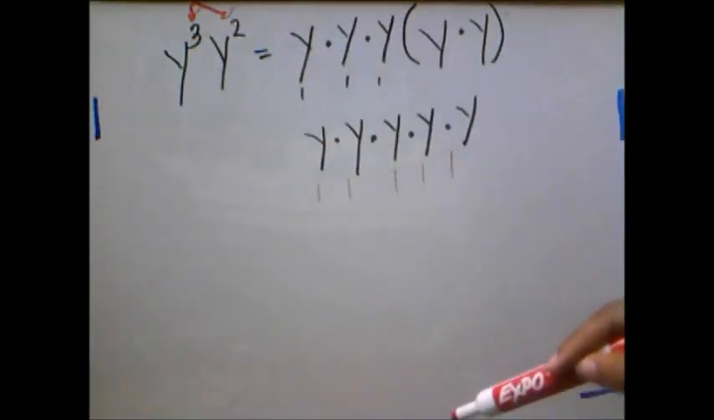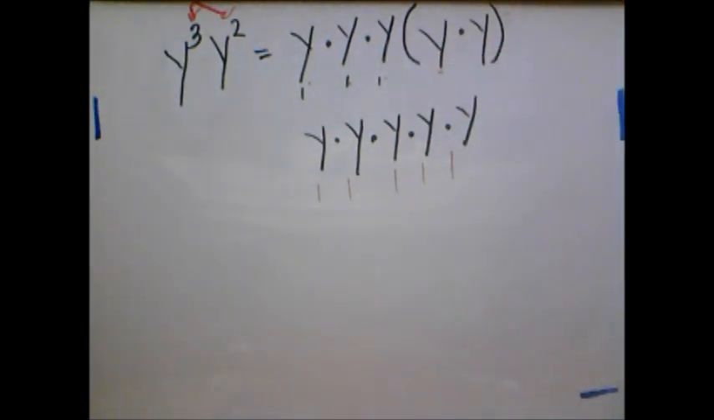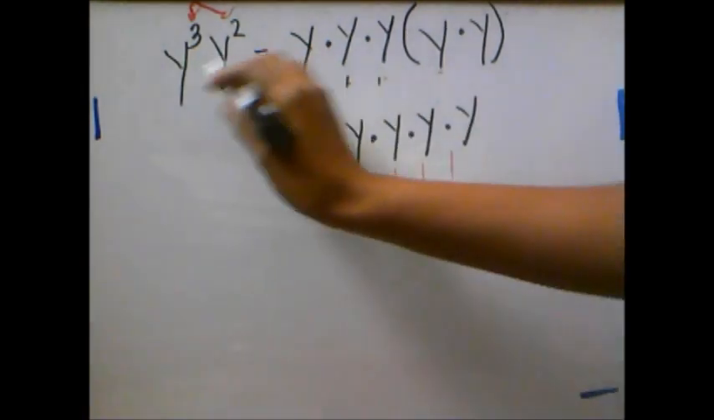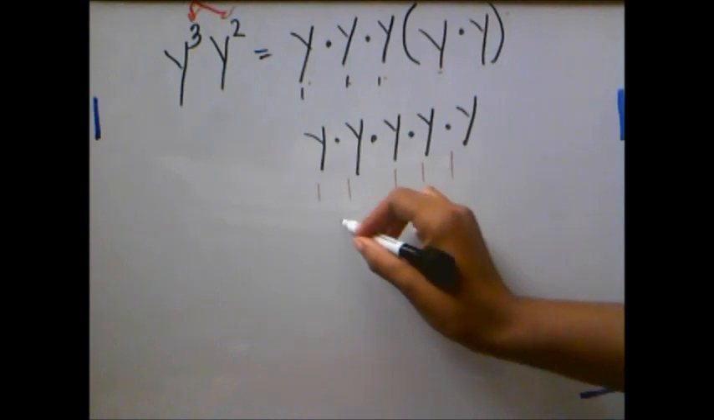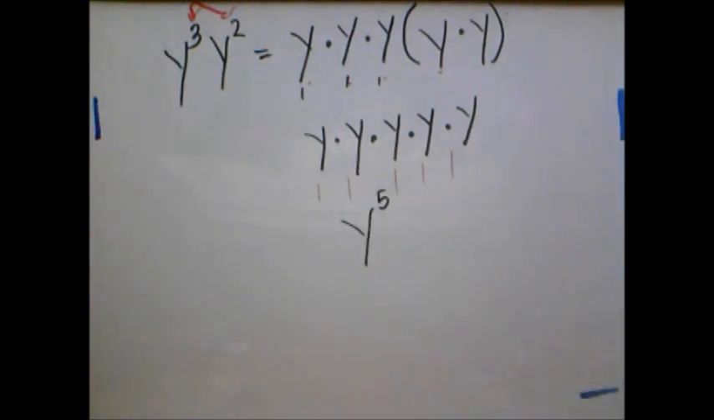3 plus 2 is 5. 1, 2, 3, 4, 5. Instead of writing it all out in this long form, we just put it in exponent. So, y to the 3rd times y to the 2nd is y to the 5th power by adding it together.